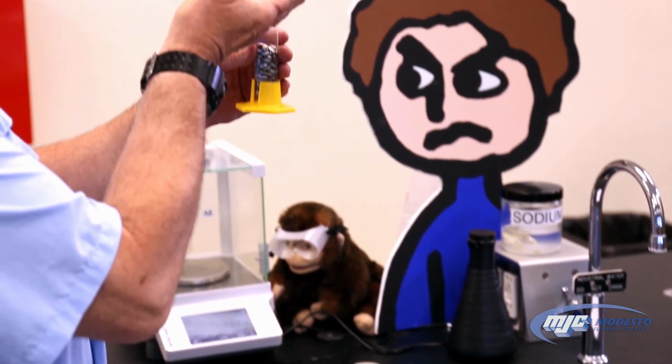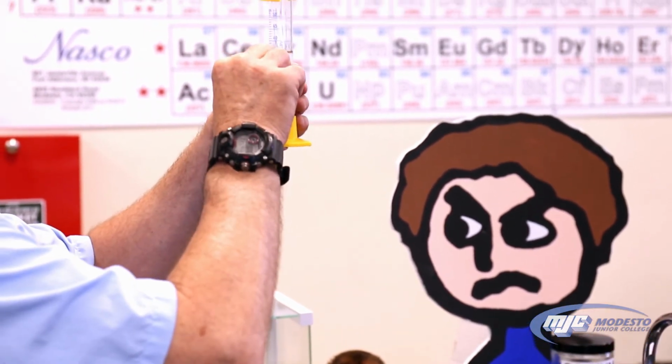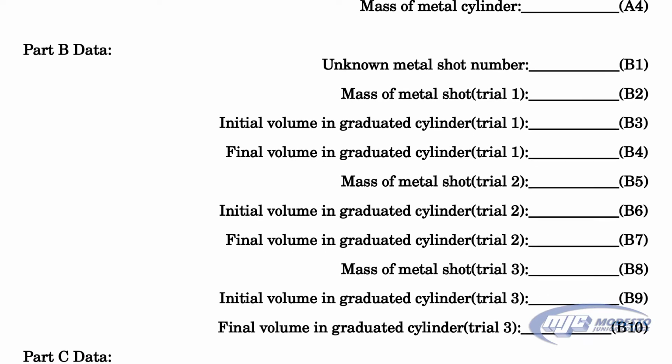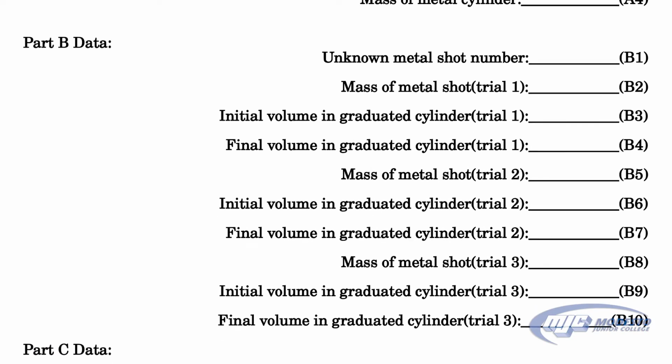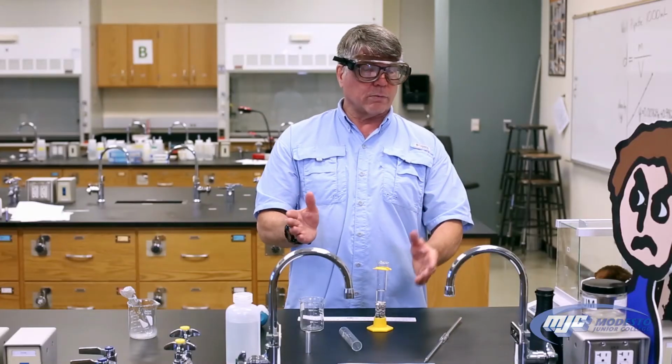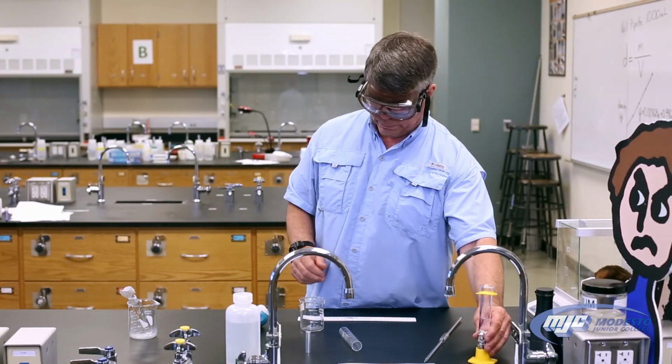Now the level is higher because the metal shot's in there, so we read our new volume, 1 past the decimal, milliliters. That'll be the final volume, that's B4. And then we do this for the second and the third trial, and that's all there is for the second part, metal shot.